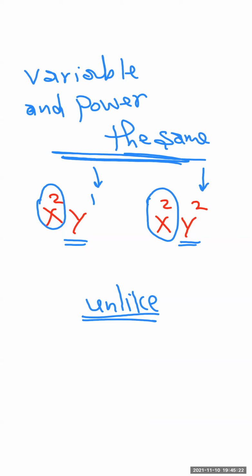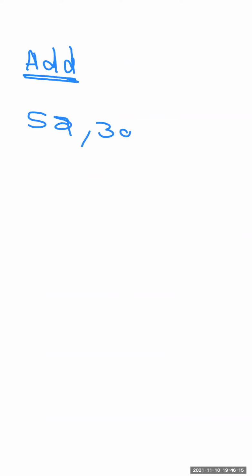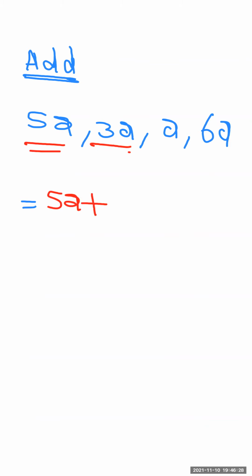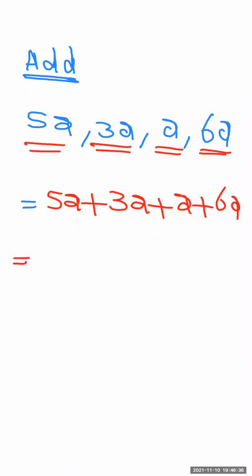Exactly, yes. Okay, now how to add and subtract the like terms. If I want to add 5a and 3a and a and 6a, simply it will equal 5a plus 3a plus a plus 6a. 15a. Exactly.